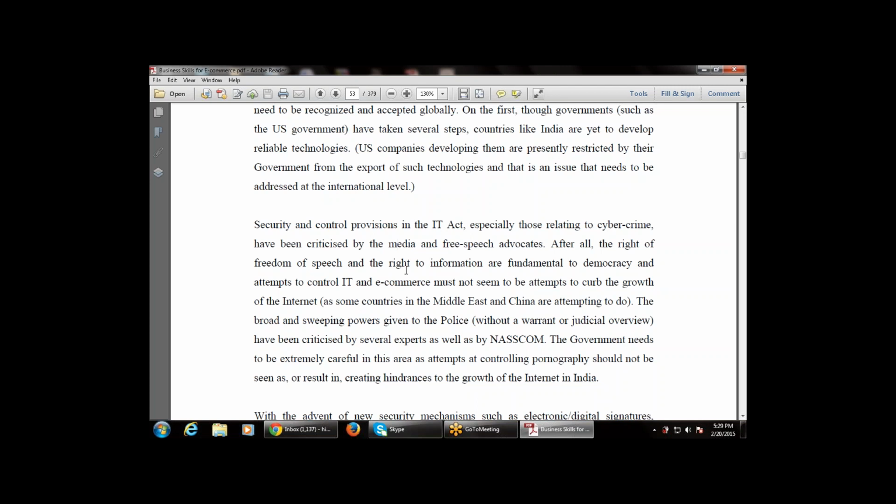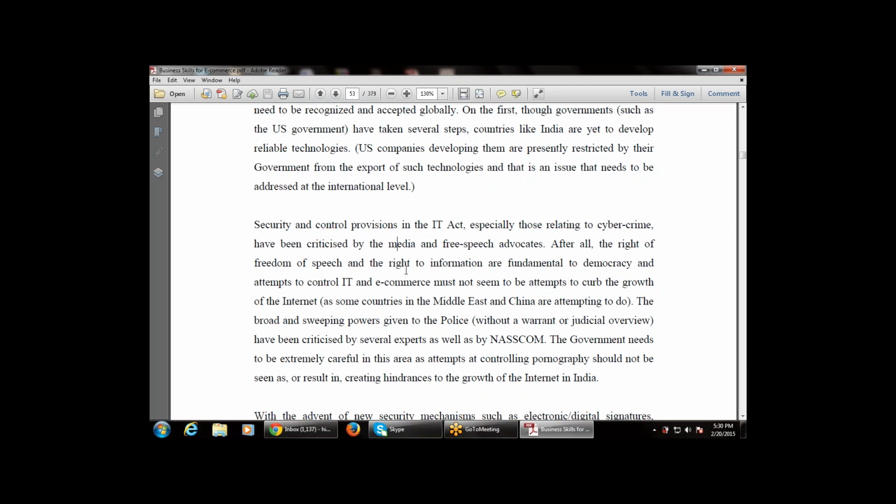After all, the right to freedom of speech and the right to information are fundamental to democracy, and attempts to control IT and e-commerce must not seem to be an attempt to curb the growth of the internet, such as countries like those in the Middle East and China are attempting to do.